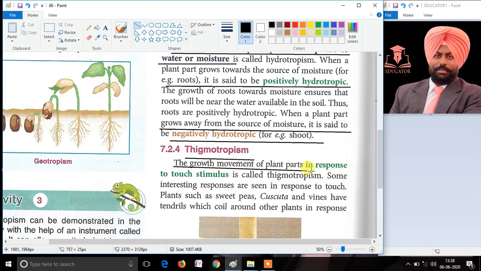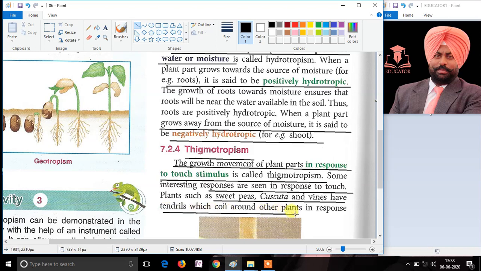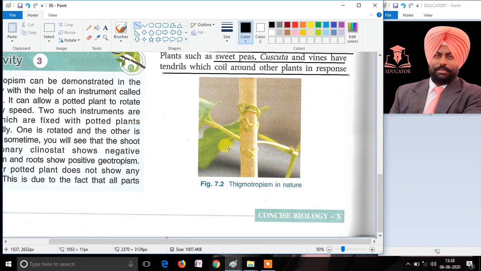The growth movement of plant parts in response to touch or stimuli is called thigmotropism. Some interesting responses are seen in response to touch. There are certain examples such as sweet pea or cuscuta or vines. You must have seen their tendrils which coil around other plants in response to touch.